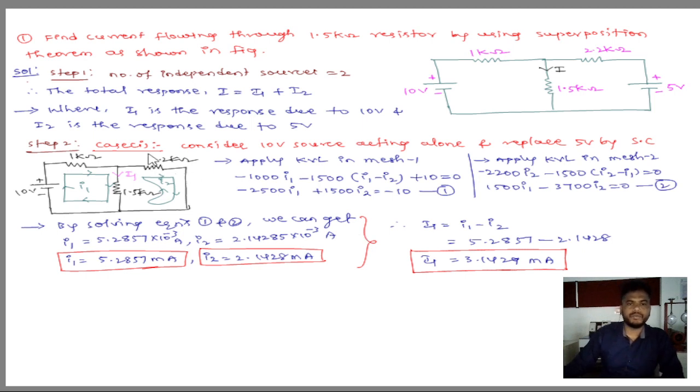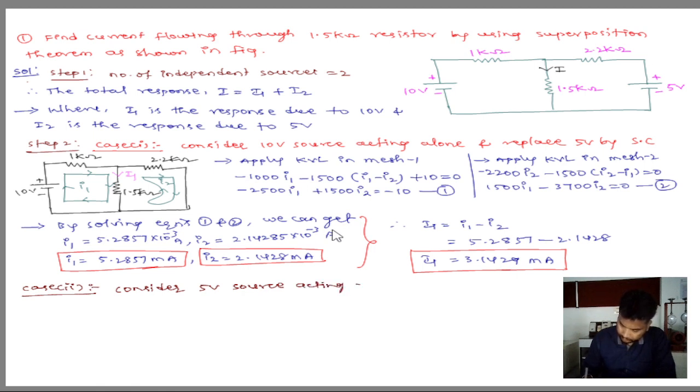Okay. Next, case 2. We are finding the value of I2. For that, we are considering the 5 volts voltage source acting alone and replacing the 10 volts by a short circuit. Consider the 5 volt source acting alone and replace 10 volts by short circuit.